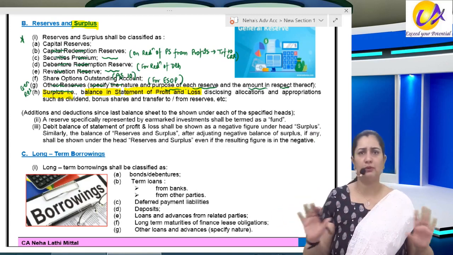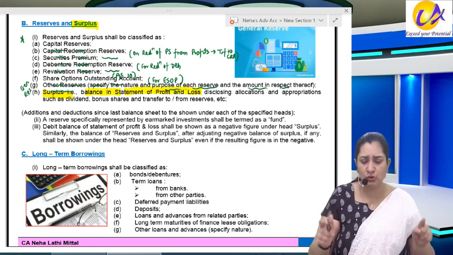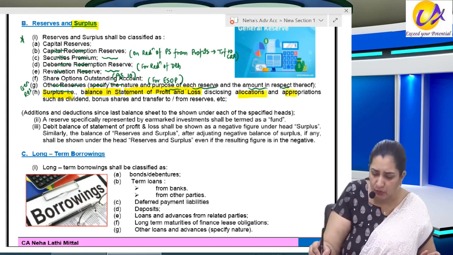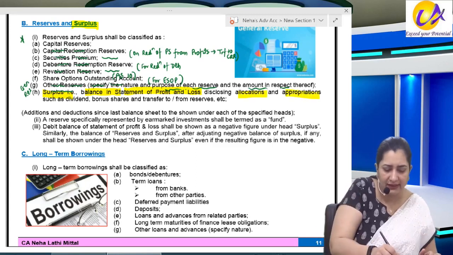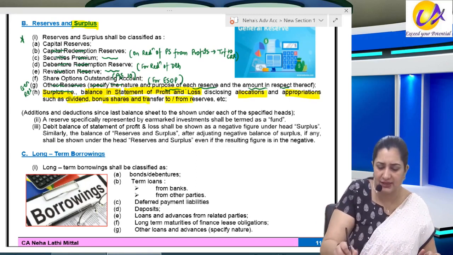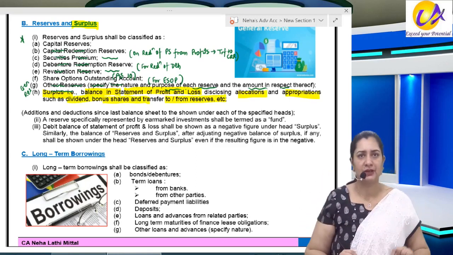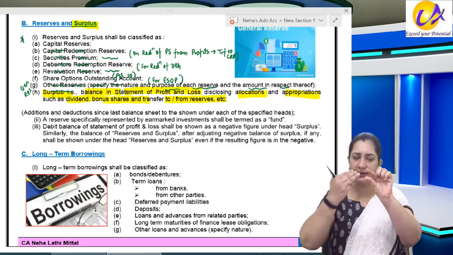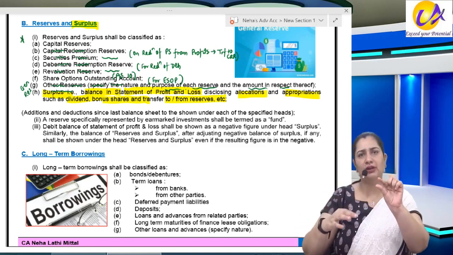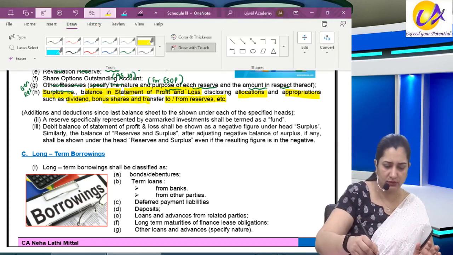Now there is no P&L appropriation. Now whatever plus minus you do, your allocations, appropriations, all that, like dividend you have given, bonus shares, transfer to reserves, everything will happen in surplus. So you will write the head surplus, under that you will write P&L, whatever. I'll show you how this is given. Okay, you can again write this in your notebook.